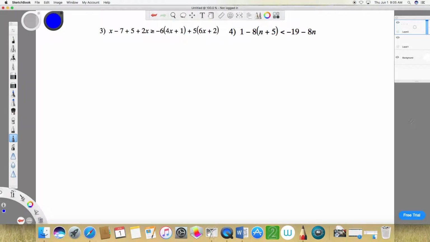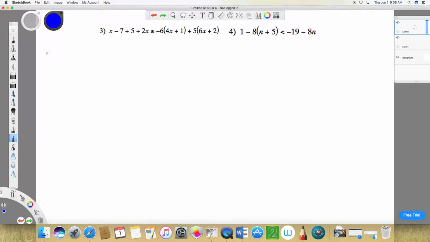Let's take a look at these two problems, solving these two inequalities. Inequalities have the same properties of being an equation with the added property that if you multiply or divide by a negative number, the direction, the arrow, changes direction. All right, so let's take a look at this number 3, see what we get.